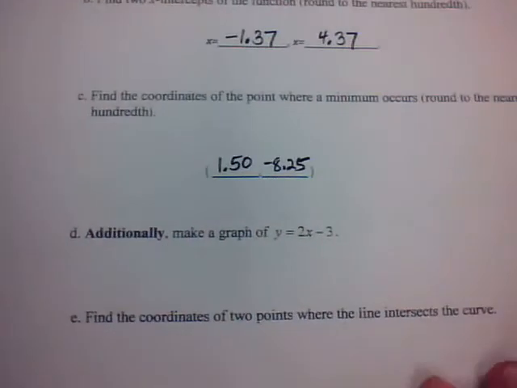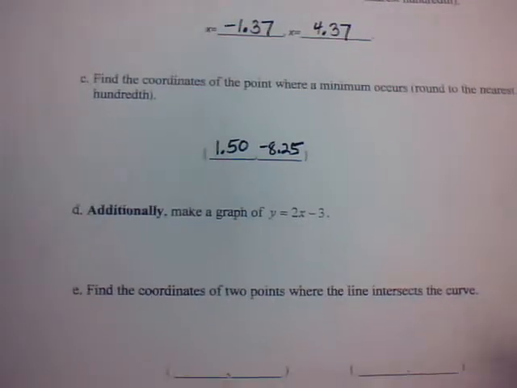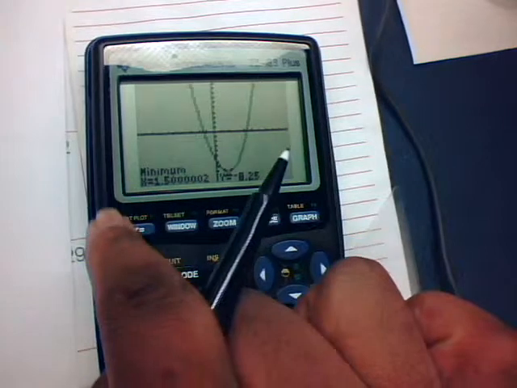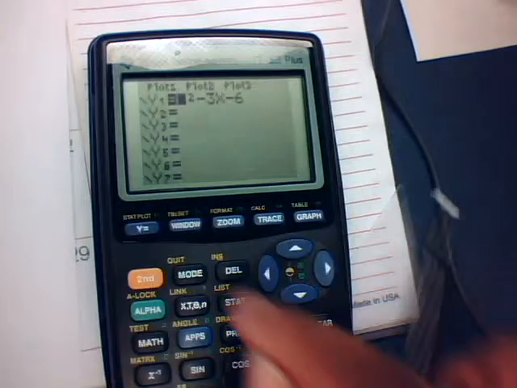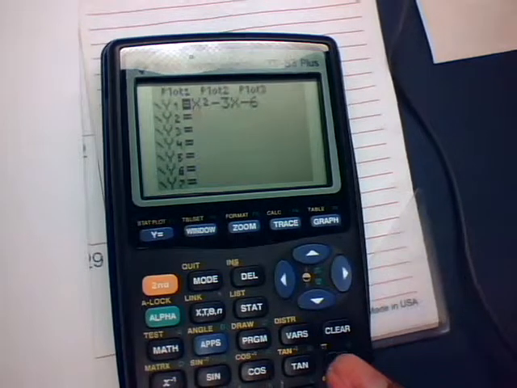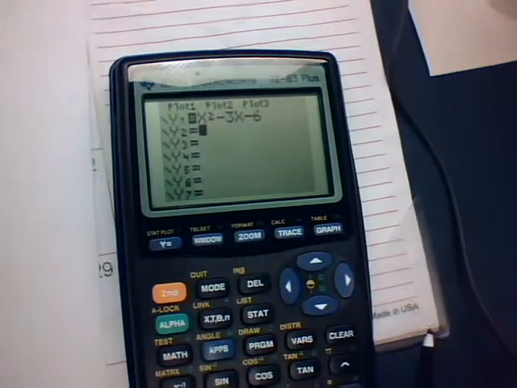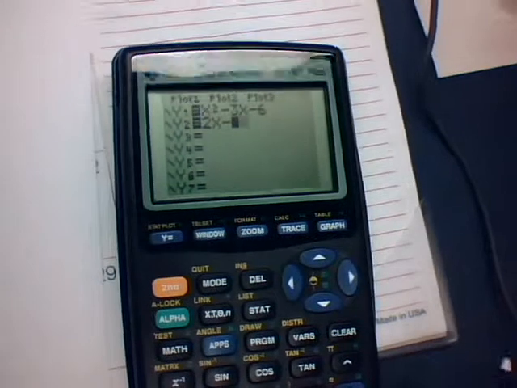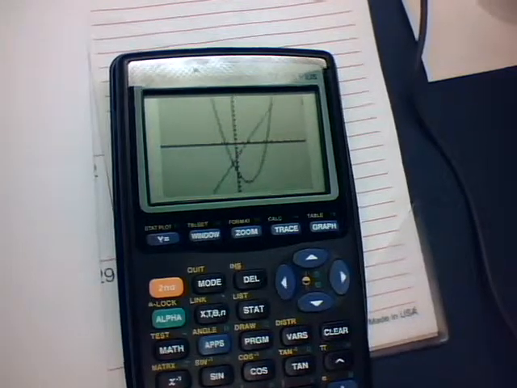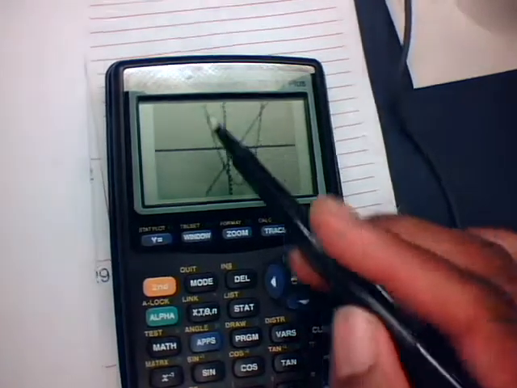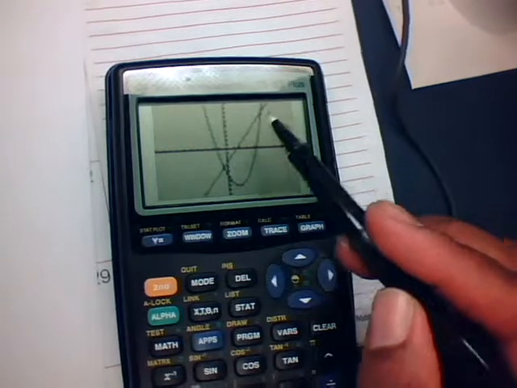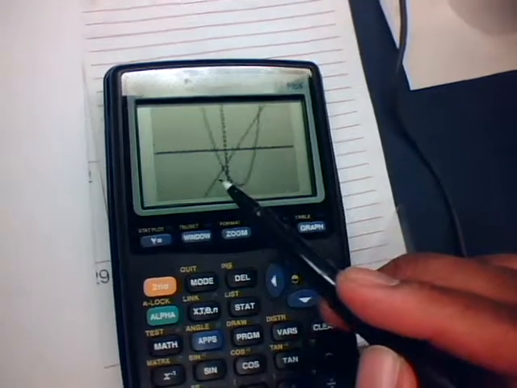Part D is additionally make a graph of y is equal to 2x minus 3. So here, we're going to add y is equal to 2x minus 3 to this graph. So press y equal. Now hit your down arrow key to put the cursor at y2. And we're going to type in the equation 2x minus 3, and then press graph. So here we already had the parabola. Now the graph of the line y is equal to 2x minus 3 is included.